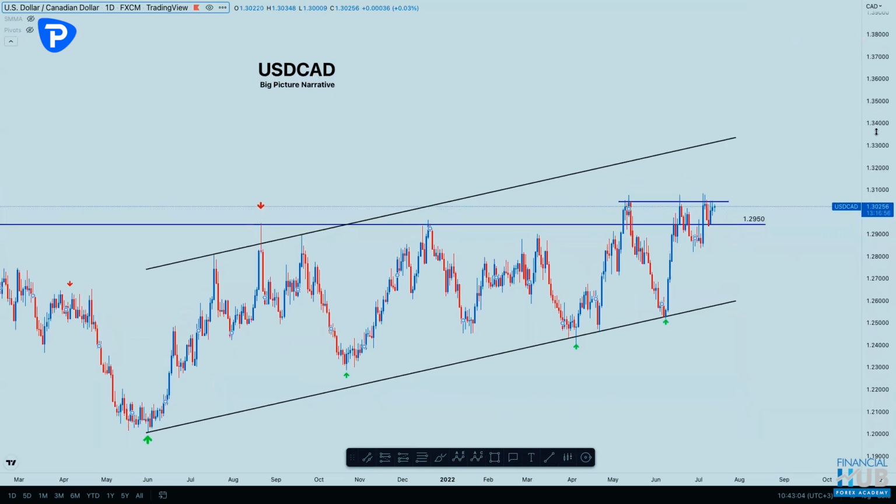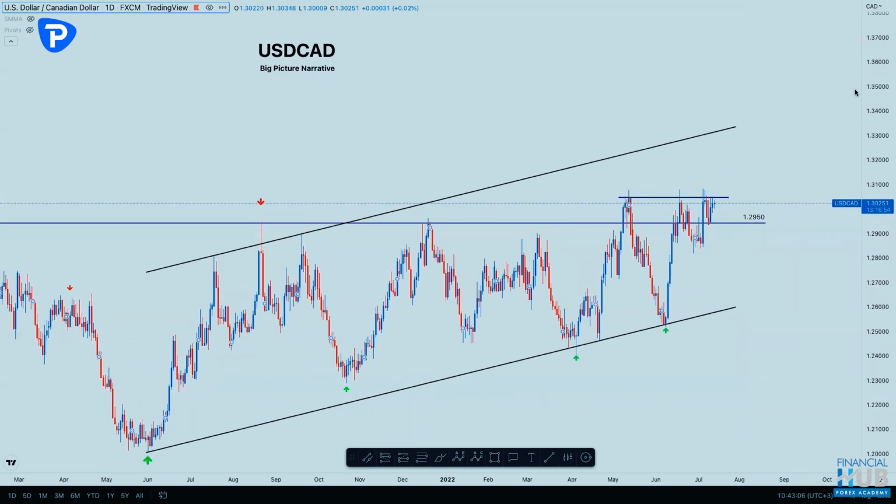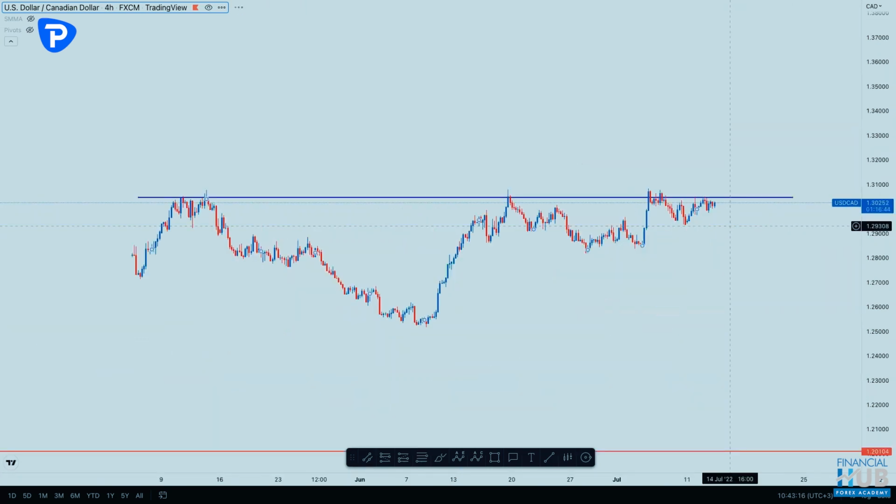I'm inclined to see any side being broken. I won't be surprised if market continues up, the dollar will be very strong, then I'll continue seeing this market rallying. But if not, we can get a correction to the downside back to the 1.2950 mark. So that's what I'm watching on this one.